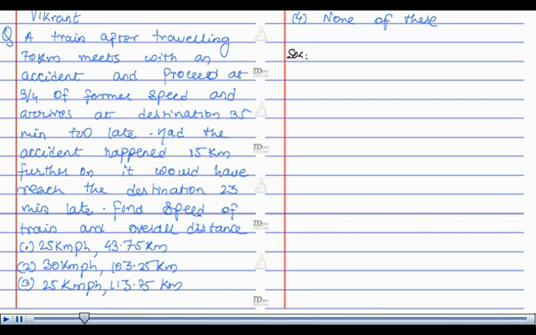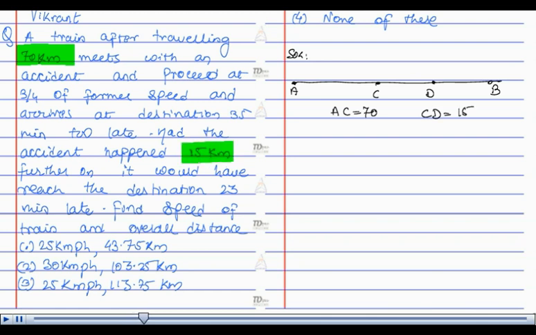The solution is, we can draw the figure as A, C, D and then B. Here AC is given to us as 70 kilometers, and CD is given as 15 kilometers, both from the question. So we can say that A is the starting point and B is the destination.